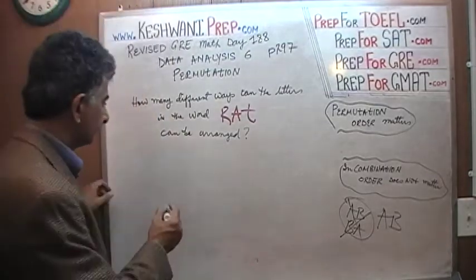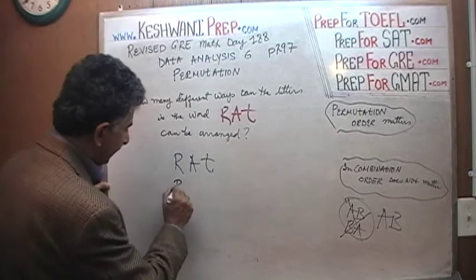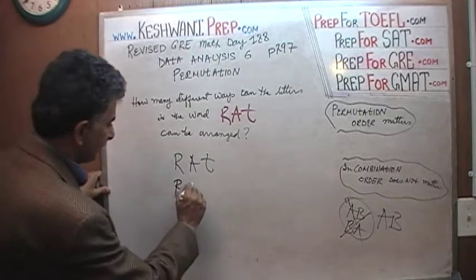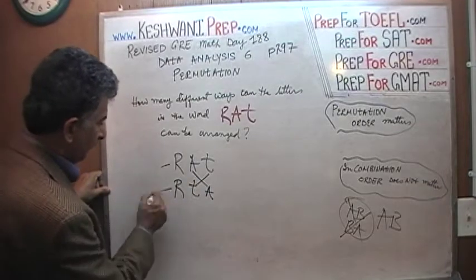Well, let's find out. So we have a rat to begin with. I can keep the R in the first place, and switch the T and the A. That's two. There are two ways now so far.